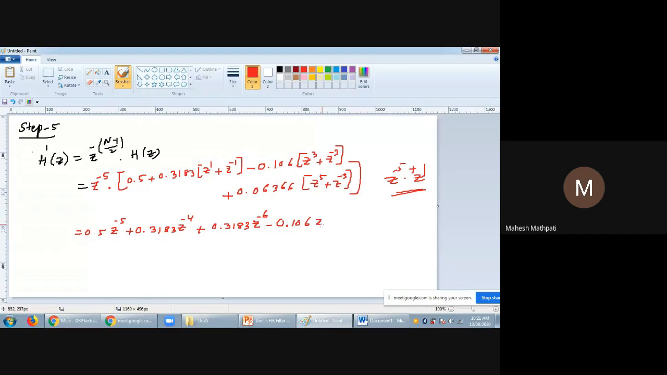z raised to minus 2, right? Okay. Then minus 0.106 into z raised to, what is the value you will get? Minus 5 minus 3, so minus 8. Okay? Then plus what next again?